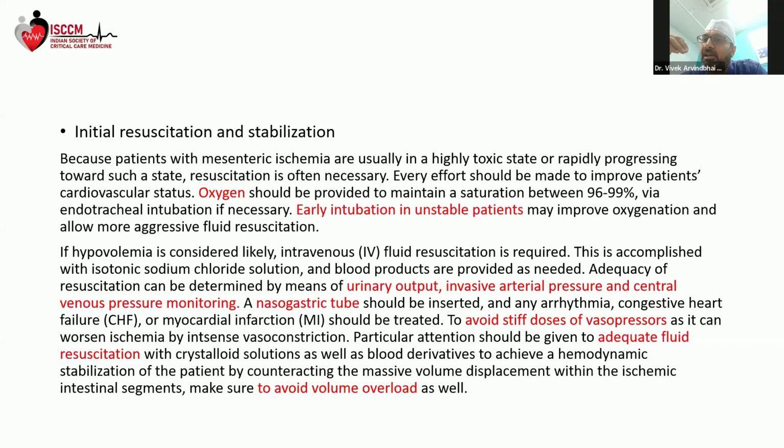If hypovolemia is considered likely, then IV fluid resuscitation is required with normal saline, and blood products are provided if required. Adequacy of resuscitation can be determined by means of urine output and bedside hemodynamic monitoring. A nasogastric tube is supposed to be inserted, and arrhythmias, congestive heart failure, or myocardial infarction should be treated along with it. Avoid high doses of vasopressors because they cause intense peripheral vasoconstriction, so it worsens the ischemia. Particular attention should be given to adequate fluid resuscitation with crystalloid solutions as well as blood derivatives to achieve hemodynamic stabilization. And as has been mentioned everywhere, to avoid volume overload we have to have a moderately aggressive fluid resuscitation, just like in other shock scenarios.